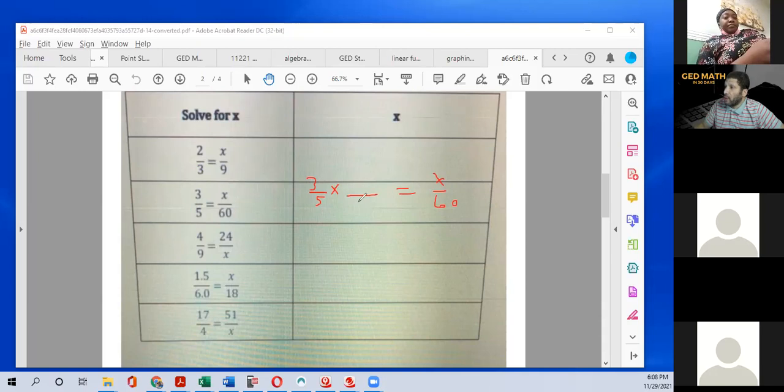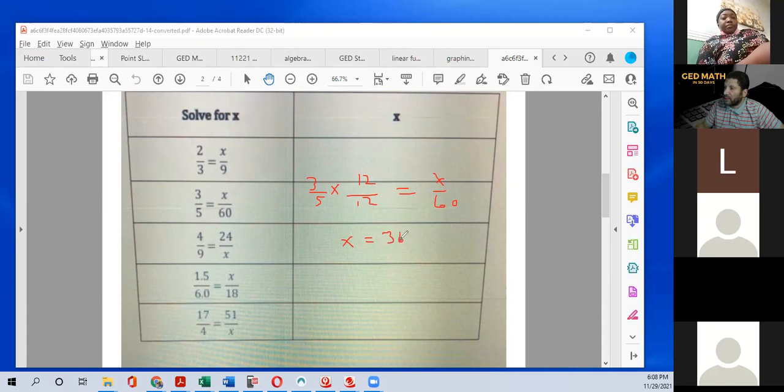12. Whatever I do to the bottom, I do to the top. What is 3 times 12? 36. First of all, everyone on this call should know your multiplication tables better than that. If you do not know them, you need to be practicing every single day, because the more you doubt yourself with small things like multiplication tables, you're gonna get yourself in trouble. So again, x equals 36.